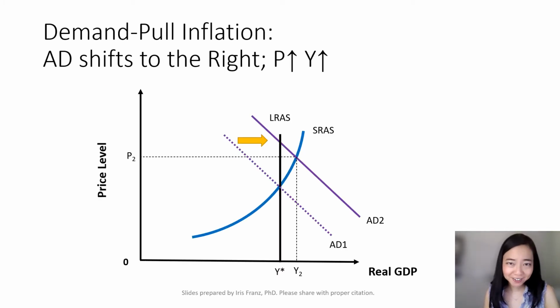Here is a graphical analysis of a demand-pull inflation. Our aggregate demand curve shifts to the right. As a result, the price level goes up, so we have inflation. At the same time, our output Y2 is higher than the potential output, meaning our unemployment rate is lower than the natural rate of unemployment. So our economy is running at an unsustainable level.